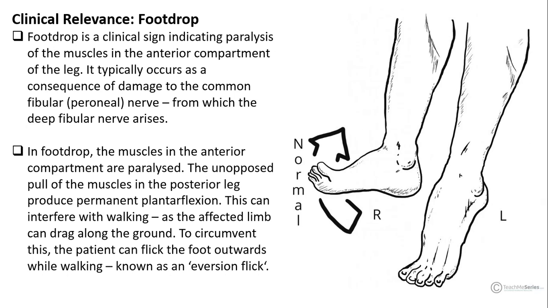But if the anterior compartment muscles are damaged by damage of the deep peroneal nerve or common peroneal nerve, you will be unable to dorsiflex the foot while you are putting your foot ahead to take a step. So walking will be interfered with. You cannot walk normally. And the patient can flick the foot outwards while walking, known as eversion flick.